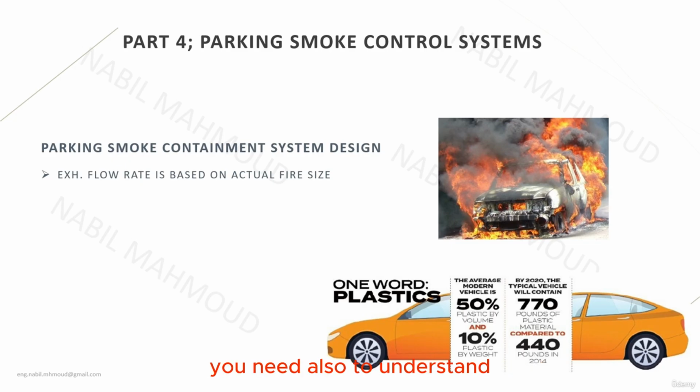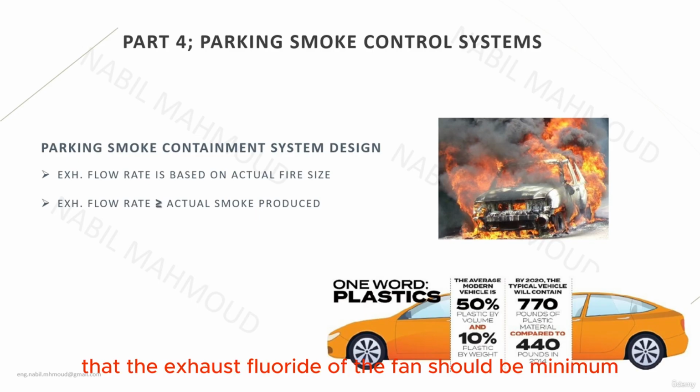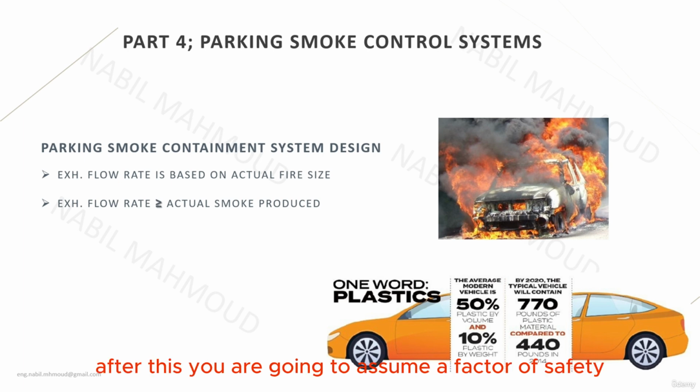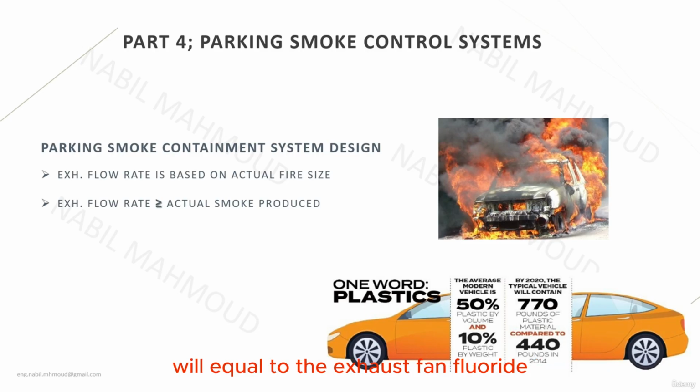You need also to understand that the exhaust flow rate of the fan should be minimum or at least more than the actual smoke produced. So when you do the calculation, as we will see in the example I will give at the end of this chapter, first of all you calculate the amount of smoke that will be generated from this fire, the actual amount of smoke. After this, you are going to assume a factor of safety, and then the actual smoke flow rate plus the factor of safety will equal the exhaust fan flow rate.